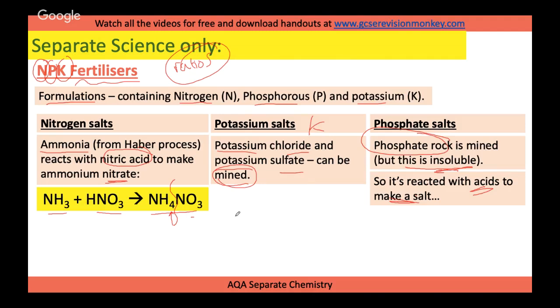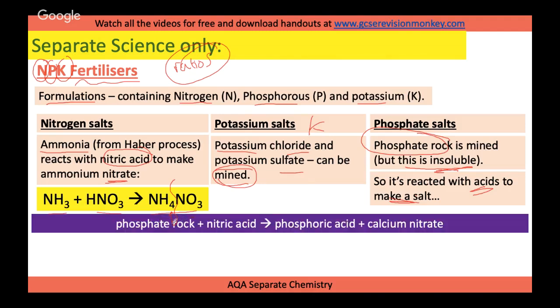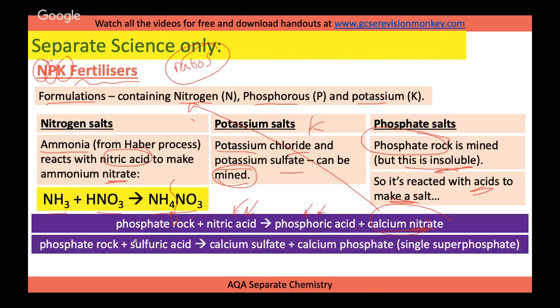So there are 3 reactions that you need to be aware of. You need to be aware of reacting phosphate rock with nitric acid. You can produce phosphoric acid with that and calcium nitrate. So you could use that nitrate as part of the nitrogen part of the fertilizer over there if you wanted to. But this is the useful thing which you'll use a little bit later on. If you react the phosphate rock with sulfuric acid, you produce a calcium sulfate and a calcium phosphate. Okay, and they call this one single superphosphate.